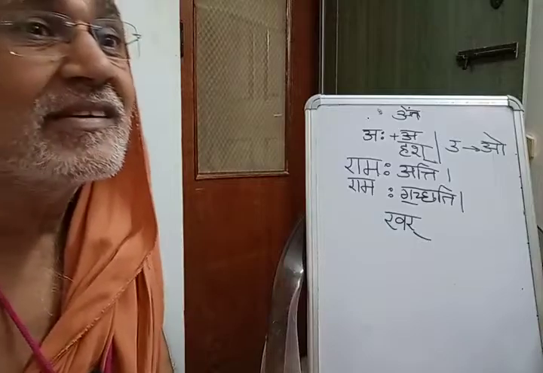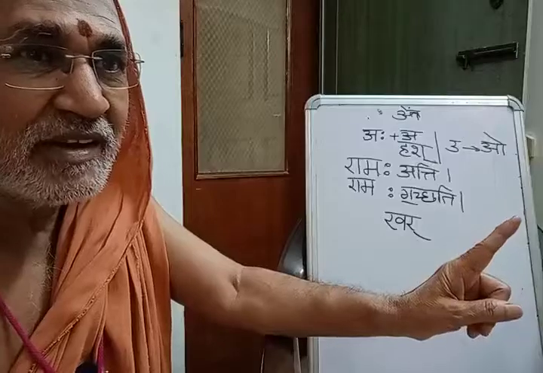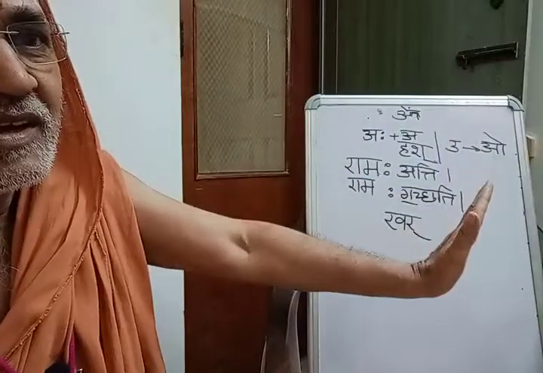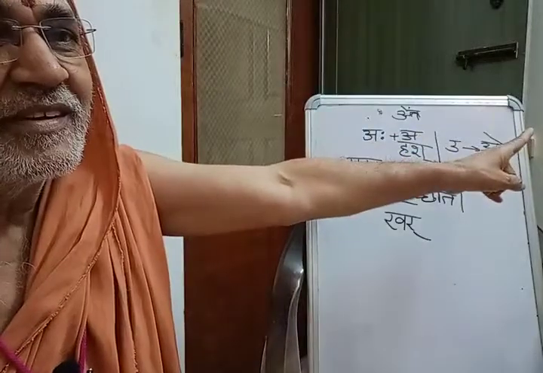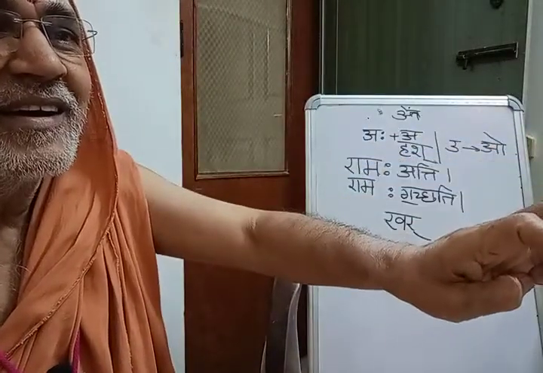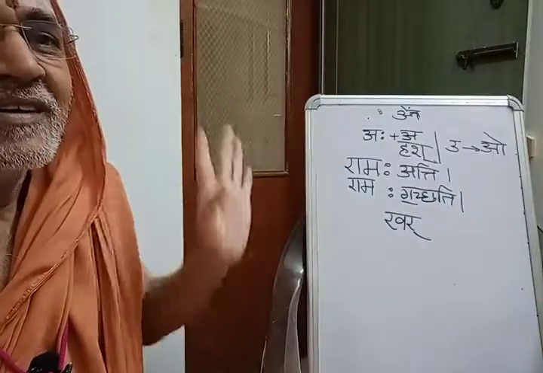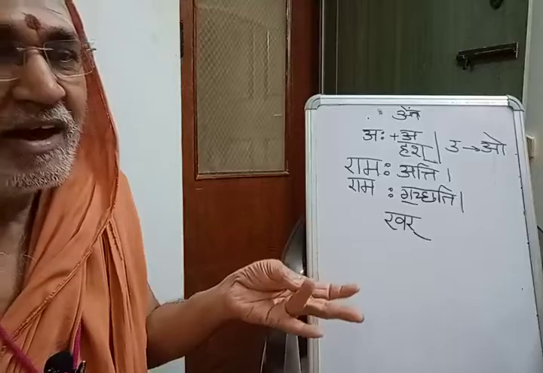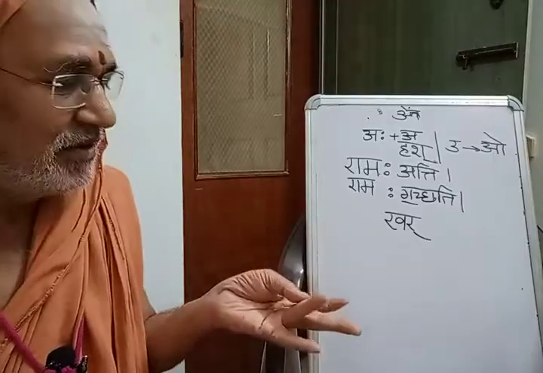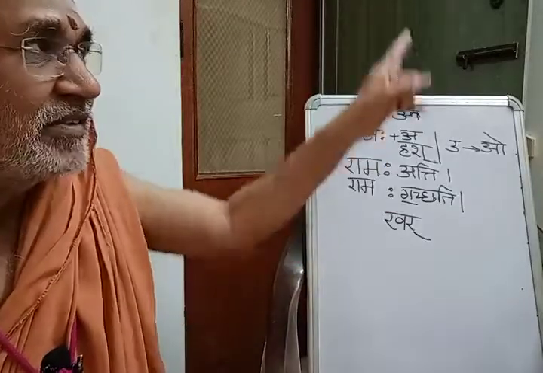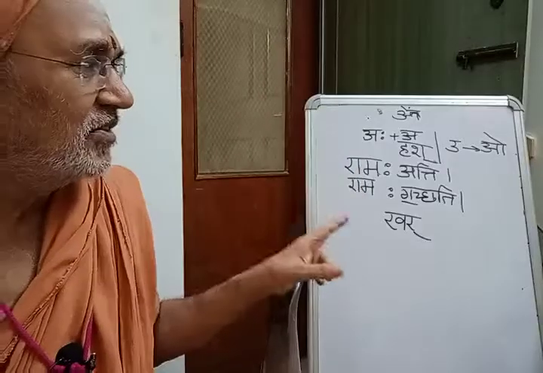Then ya, va, ra, la, ha, those 5 letters. Then the remaining 3 columns. 3 columns means how many? 3 fives are 15. Those 5 letters and this 15 letters. So 15 and 5, 20. 20 are soft consonant. 13 are hard consonant.